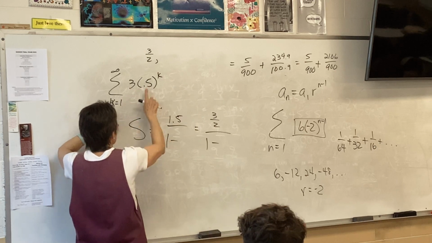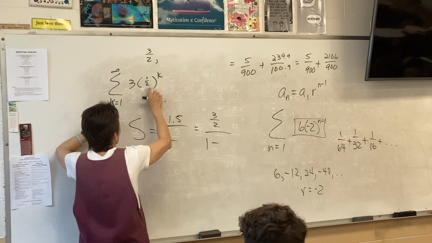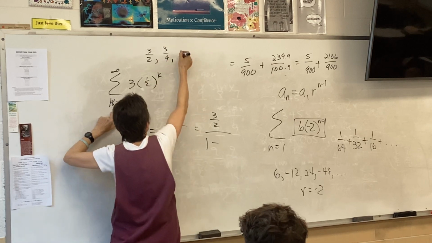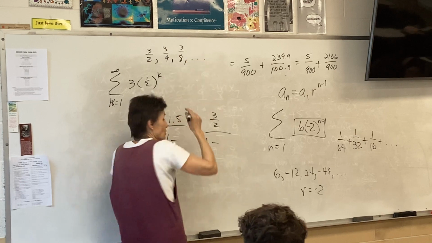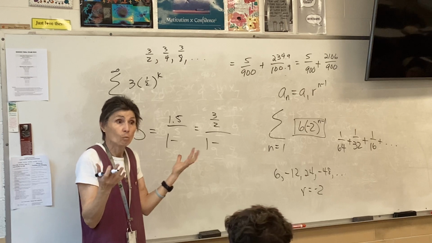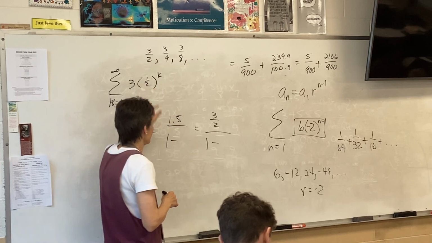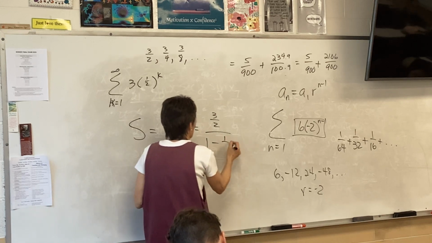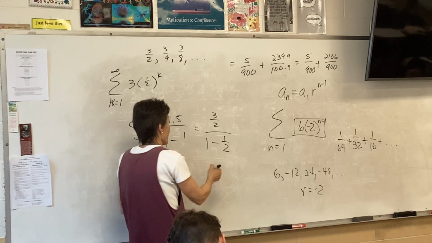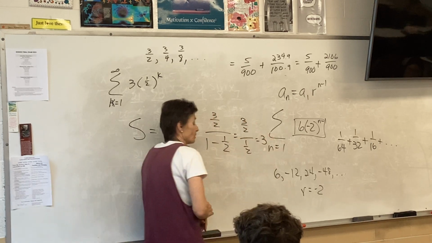What if we put in 2? Think of this as a 1/2. We get 3/4. If we put in a 3, we get 3/8. So at this point, you ought to be able to see what's going on. The ratio is 1/2. It's that number right there. So my first term was 3 halves, my ratio is 1/2, so it looks like this sum is going to be 3.